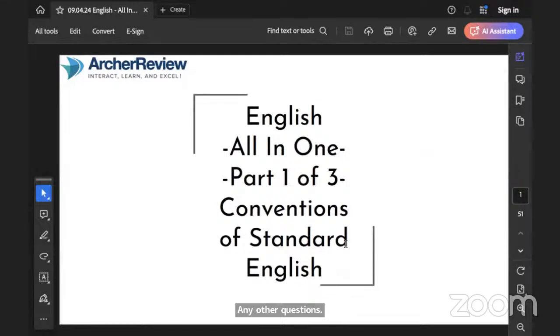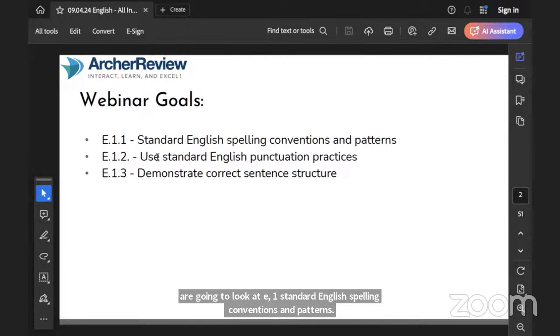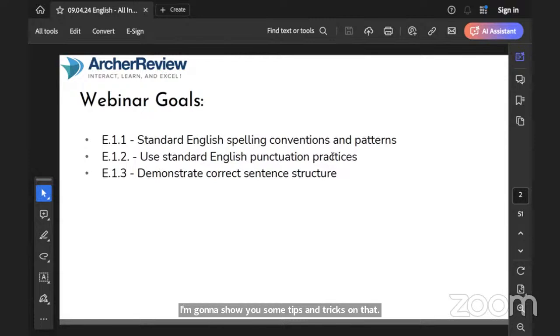All right, so we're going to go ahead and jump on in. As I said, this is part 1 of 3. This is covering conventions of standard English. This is the first of the 3 English sections. And within this section, we are going to cover 3 subtopics. So we are going to look at E1.1, standard English spelling conventions and patterns. I'm going to show you some tips and tricks on that. And then using standard English punctuation, those practices, and then demonstrating correct sentence structure. So we will look at all the different types of sentences that there are.